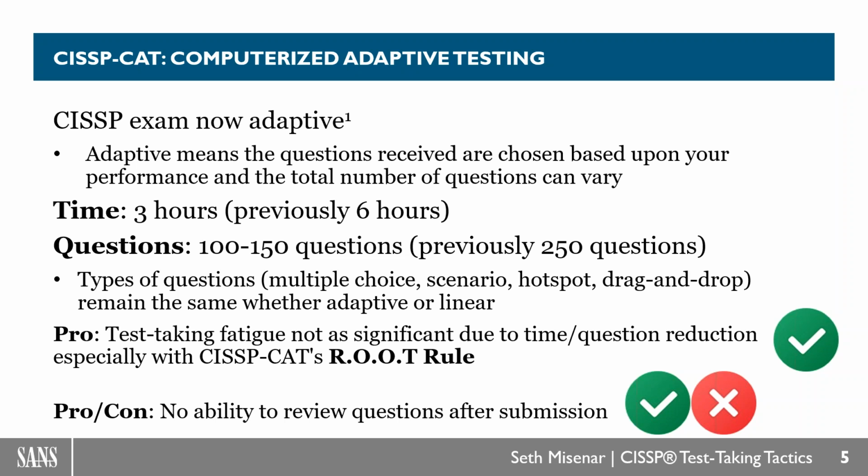The number of questions has been chopped pretty substantially, 100 to 150 questions, that's what you're going to see. But probably the biggest implication is that with the adaptive exam, the question that you're going to see is dependent upon your answer to the current question. So you finalize your answer, you submit it, and that's going to have material impact on the next question that you see.